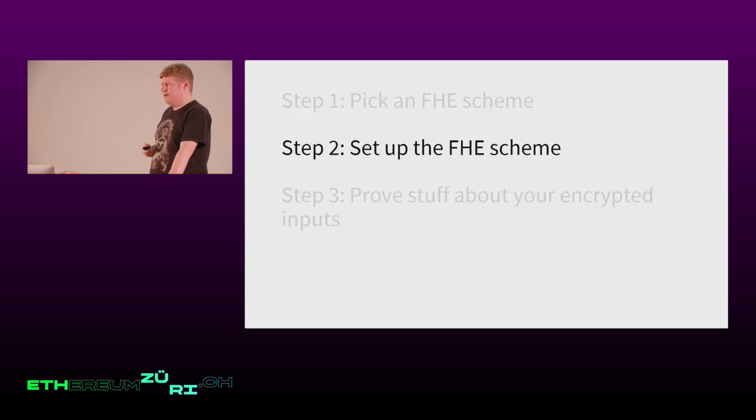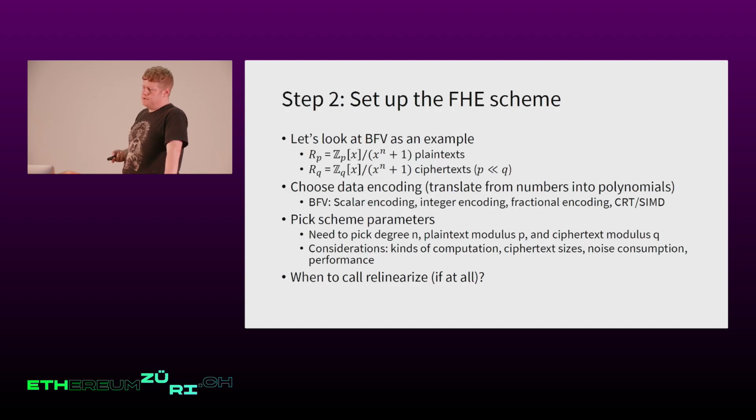So now that we've chosen a scheme, depending what we're trying to do, we need to set up the scheme. So with BFE, plaintexts are polynomials, where every coefficient is modulo p. P here means plaintext coefficient. It does not mean prime, as it usually does. And ciphertexts are polynomials modulo q. For the scheme to be correct and functional, we have to have that q is significantly larger than p.